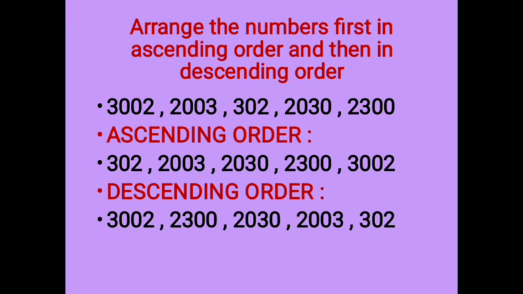Descending order, just the opposite of the ascending order, arranging the numbers from greatest to smallest. From big to small you have to arrange for descending order. So 3002, 2300, 2030, 2003 and 302.